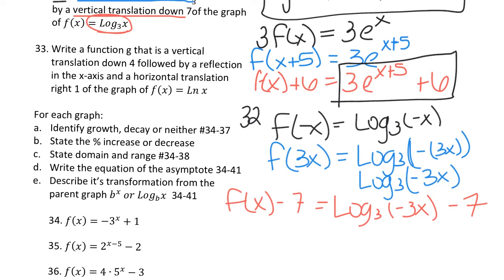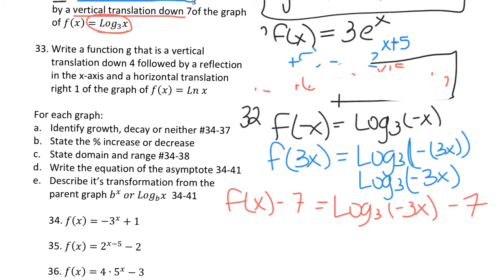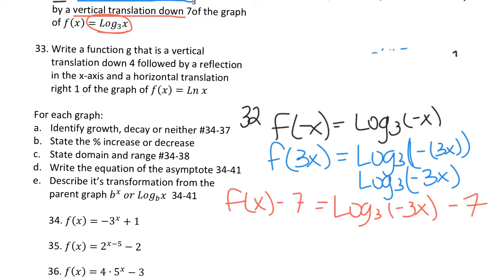And then the last one, make some room here. Let's erase this one. I'll do 33 up here. Write a function that is a vertical translation down 4, followed by a reflection in the x-axis, and then a horizontal translation, right 1 of the graph of the natural log of x.